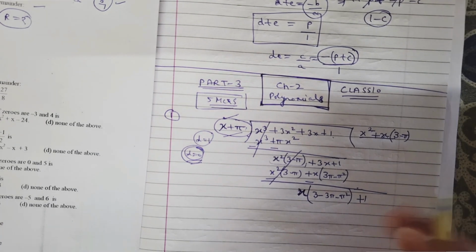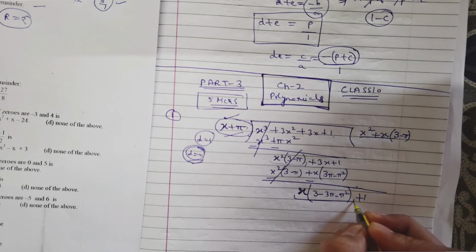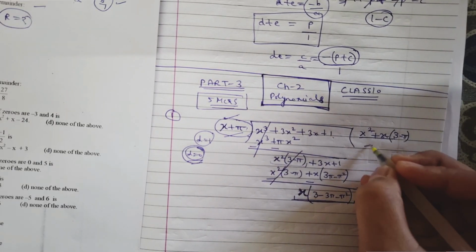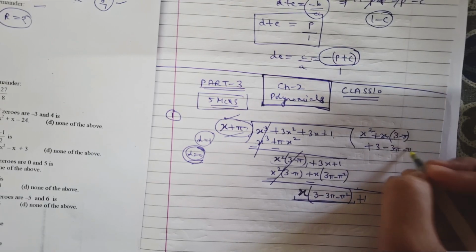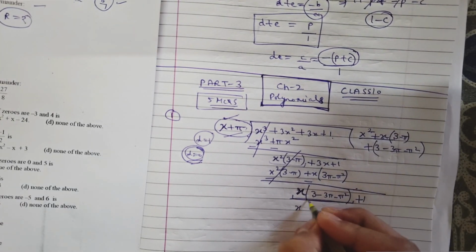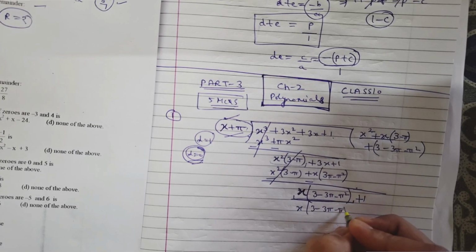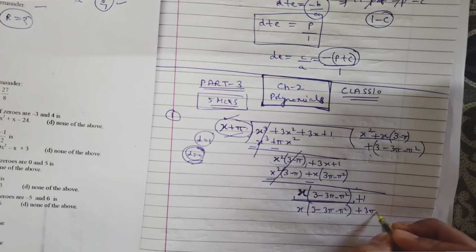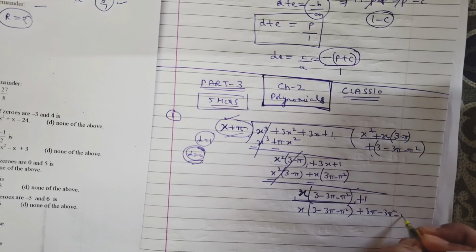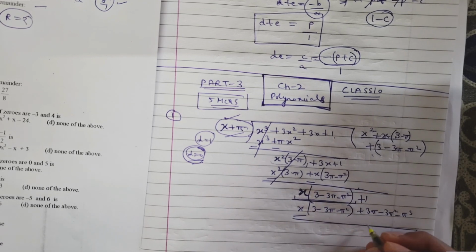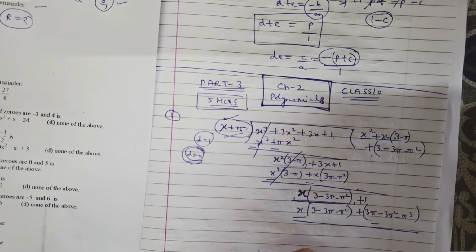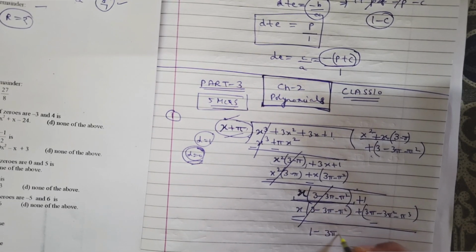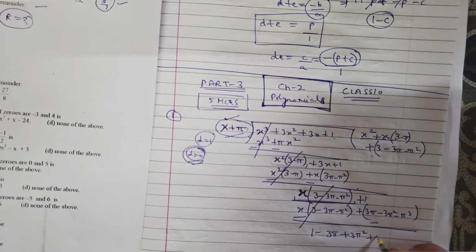Okay guys, now we have to cancel this term. How will it cancel? When we multiply x with this, plus 3 minus 3 pi minus pi square. Okay, we get the same 3 minus 3 pi minus pi square, and when we multiply pi with this, what do we get? 3 pi minus 3 pi square minus pi cube. Okay, so minus, and this whole minus, so this cancels out. Now we get 1 minus 3 pi plus 3 pi square plus pi cube.